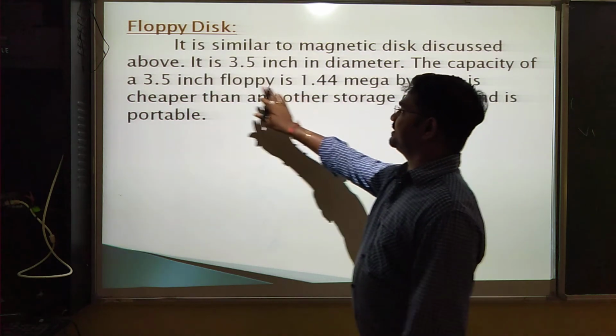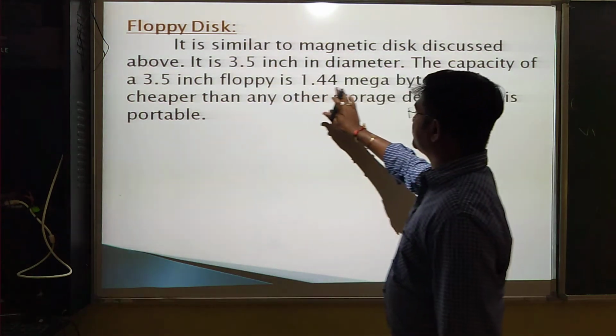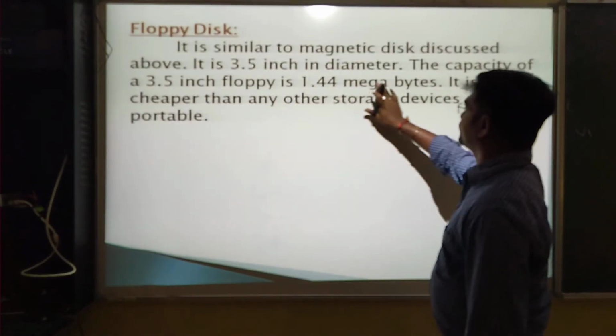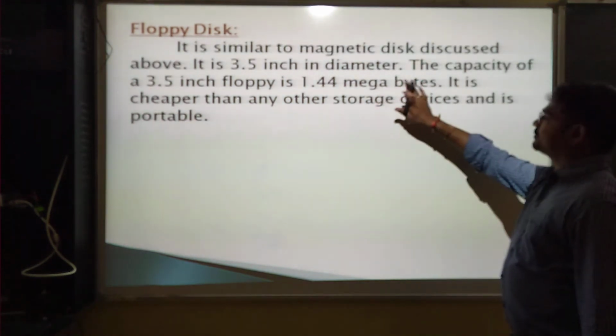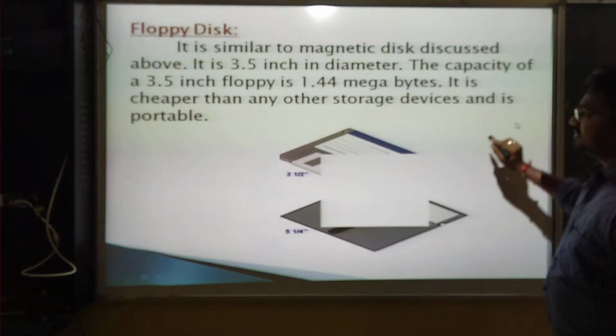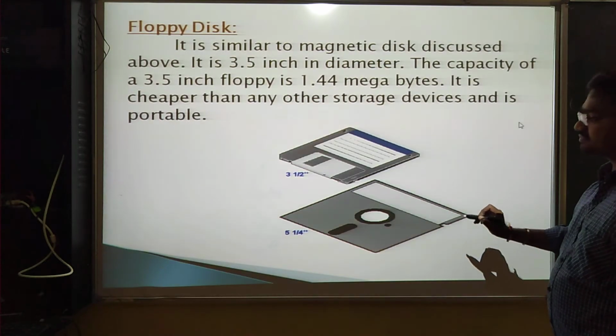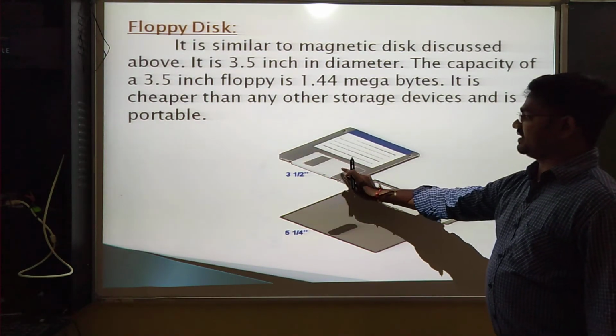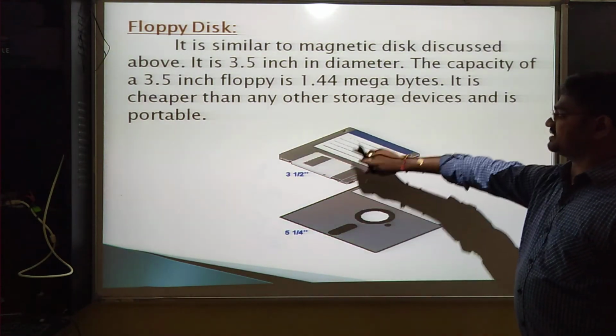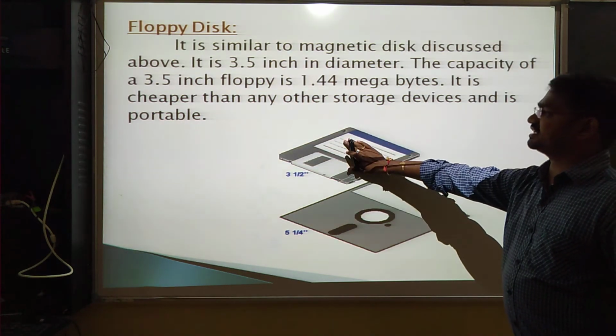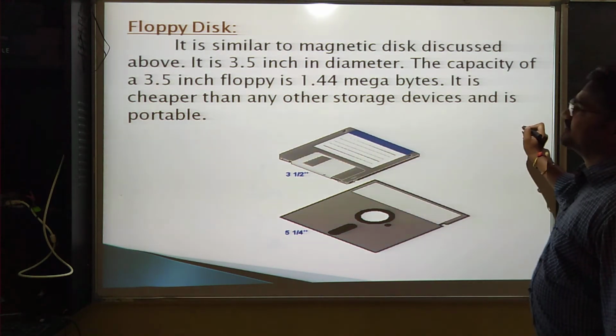The floppy disk is one of the external storage devices which is easy to carry information. The size of a floppy disk is 3.5 inches, or 5.25 inches, and its storage is 1.44 megabytes. This is the floppy disk.